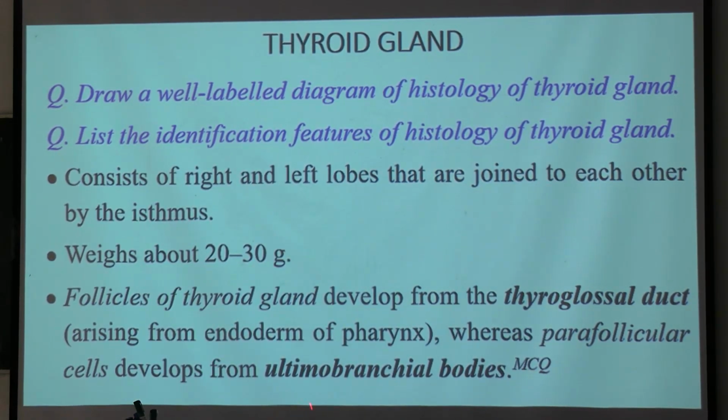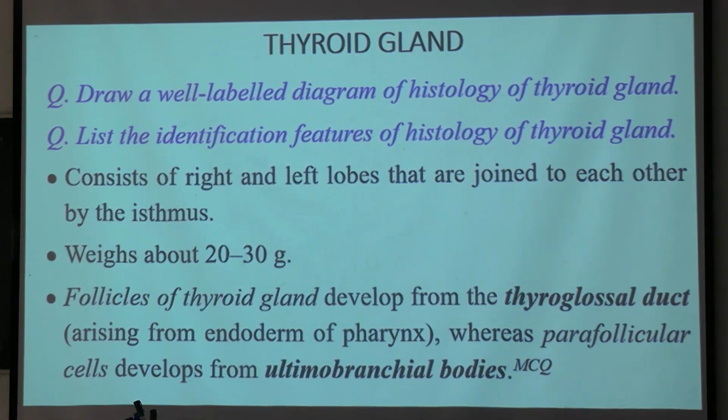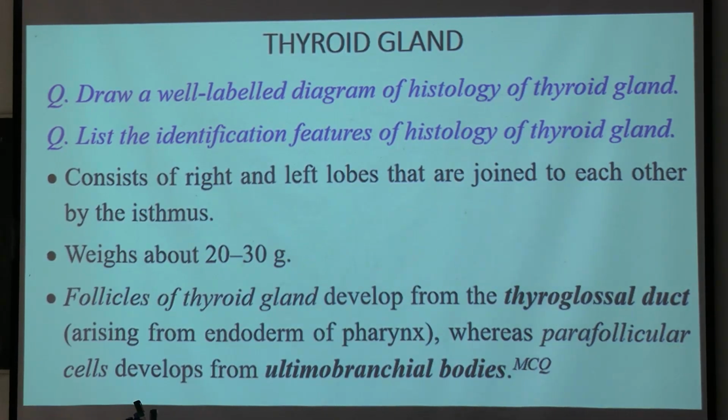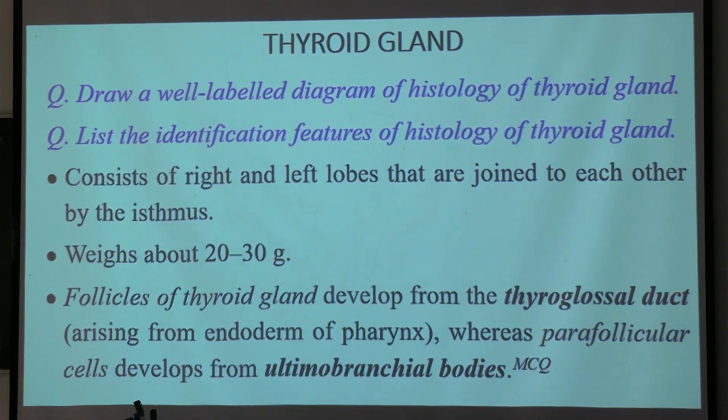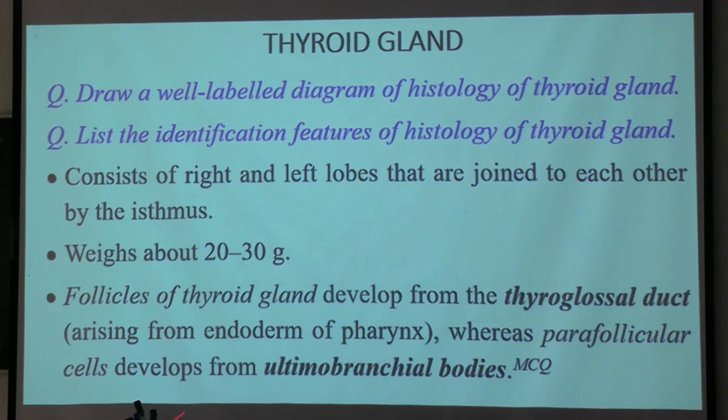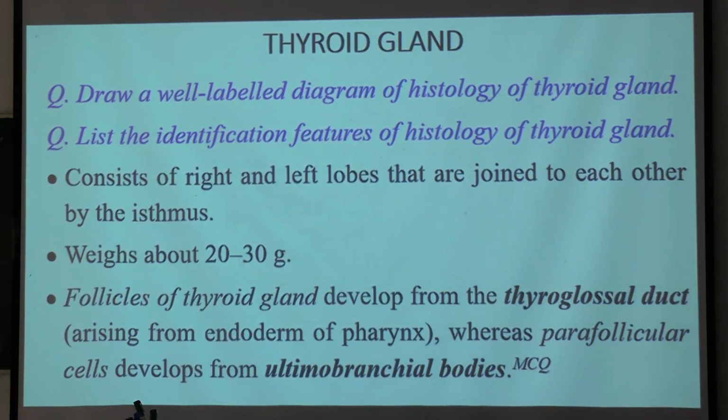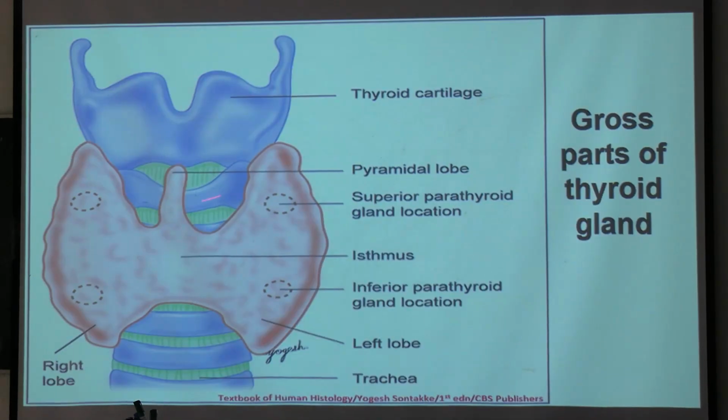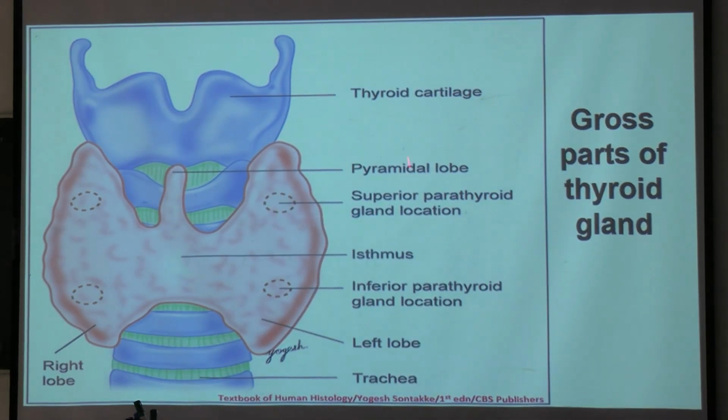Okay. So these parafollicular cells are lying in the interfollicular spaces, connective tissue spaces, and can also lie along the margin of the follicles. Okay. They help in secretion of calcitonin, and thyroid gland secretes T3 and T4. See, this is the gross structure of the thyroid gland.